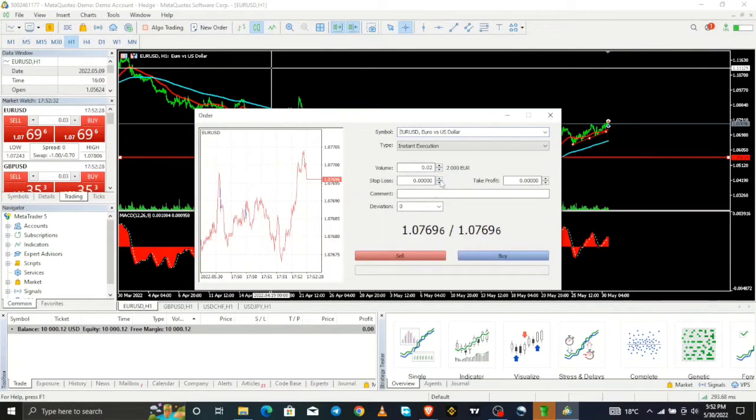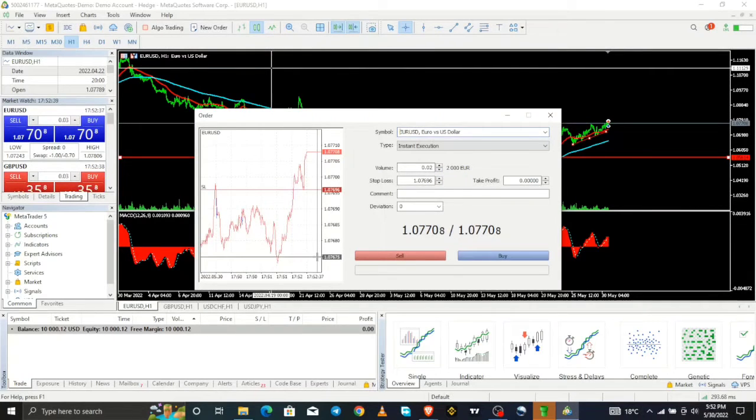Don't forget to put your stop loss because you can get liquidated at any time, and use good risk management. Remember that trading is very risky and you can get liquidated at any time. This is just educational advice. If you want to learn about forex trading, put in good risk management.